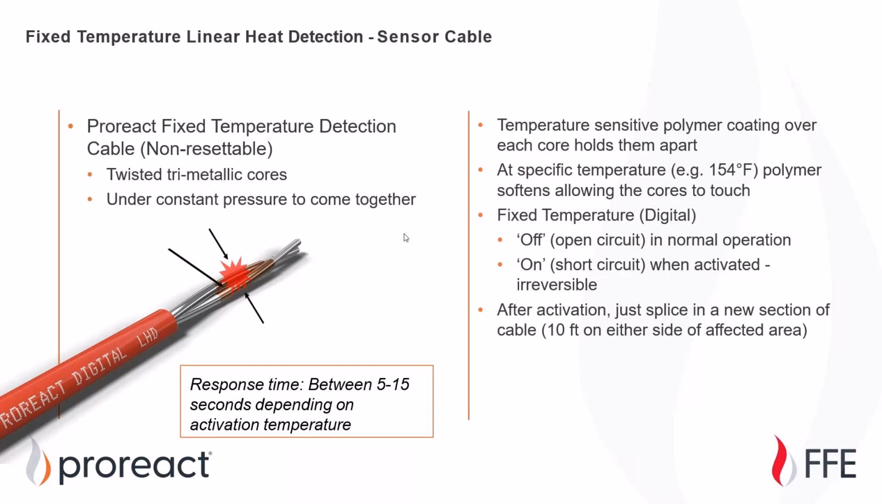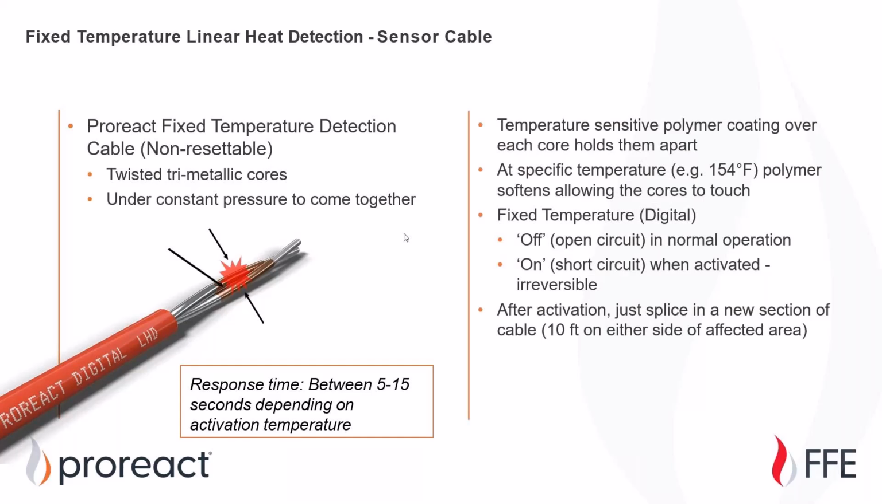So the sensor cable itself is twisted trimetallic cores. Those three different metals are steel, tin, and copper. That gives better conductivity than a lot of the common products out there. Lower resistance per foot, which, if you have IDC restrictions on how much resistance you can have, could allow you to have longer lengths of cable. And we'll go into that in the next slide.